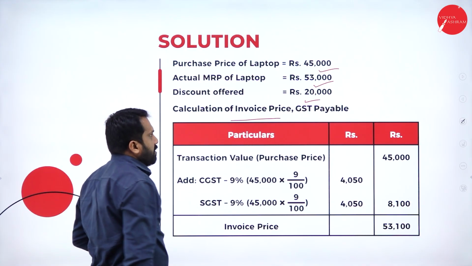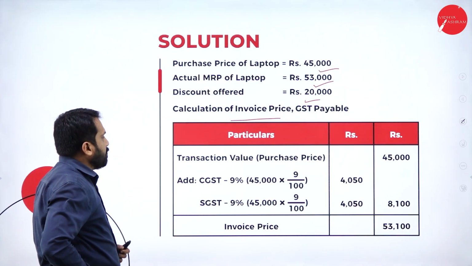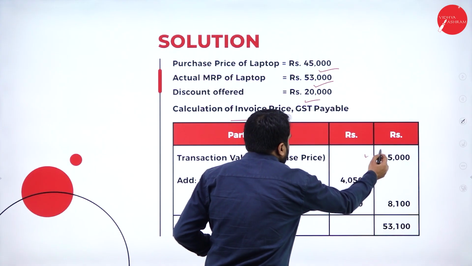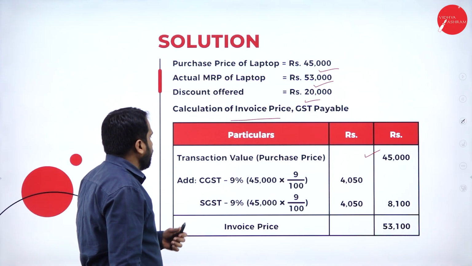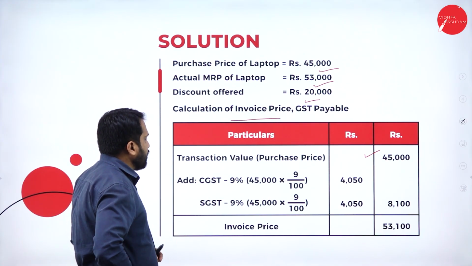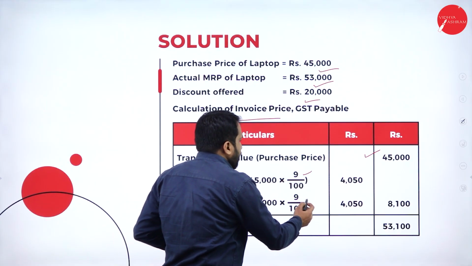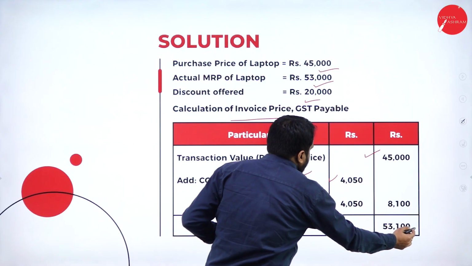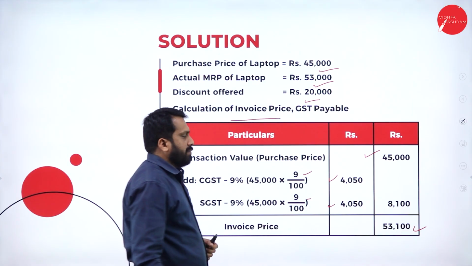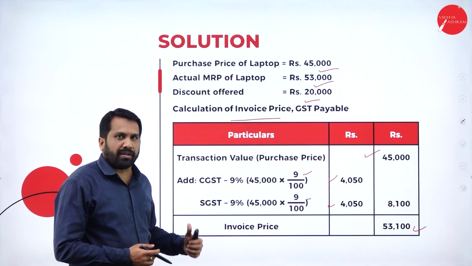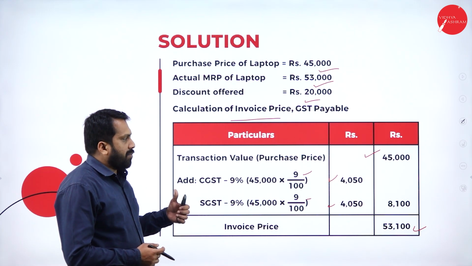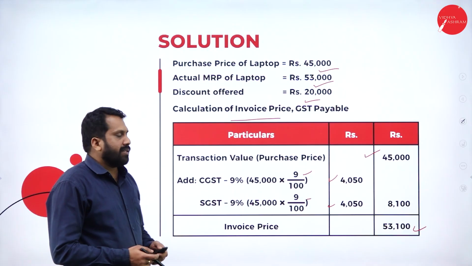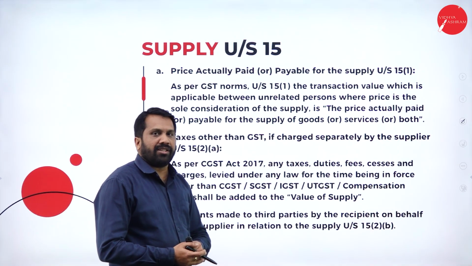Calculation of invoice price. You are supposed to find out the invoice price. Now, the transaction value of the price is 45,000, whatever he paid. And what is the CGST, SGST? 9%, 9%: 4,050, 4,050, plus 8,100. The total value will be 53,100. Hope you are clear. So, whatever amount he paid, that will be considered to calculate the CGST and SGST.